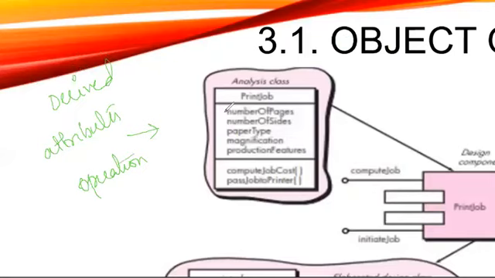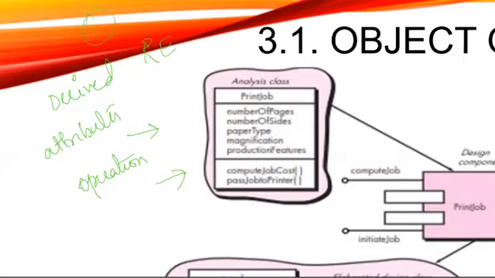Attributes are going to be the number of pages, size, the type of the paper, magnification. Then operation is going to be how you're going to compute the cost. That is how many sides are there, if it's a color print or a black and white print, based on that, he's going to cost you. So this is the first phase, that is your requirement engineering phase.